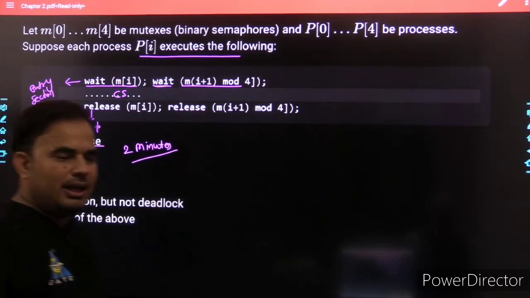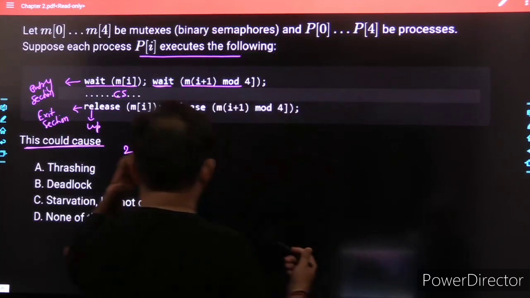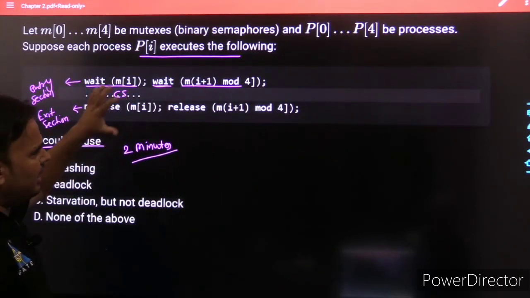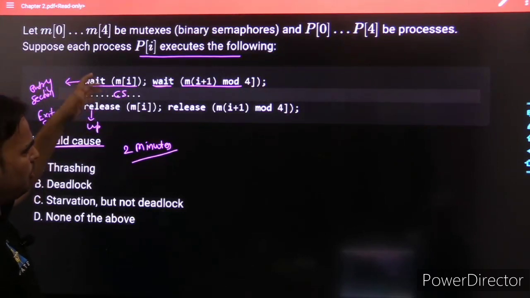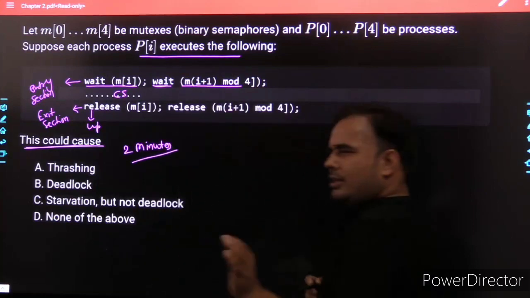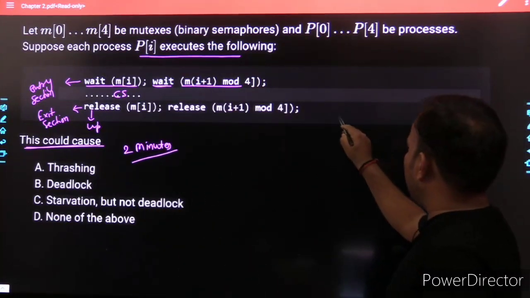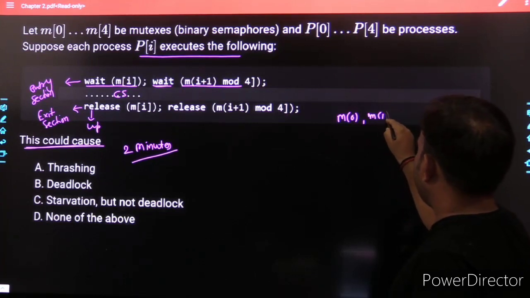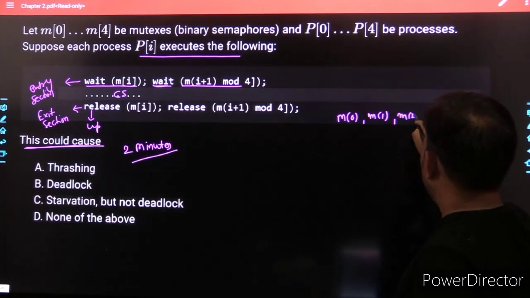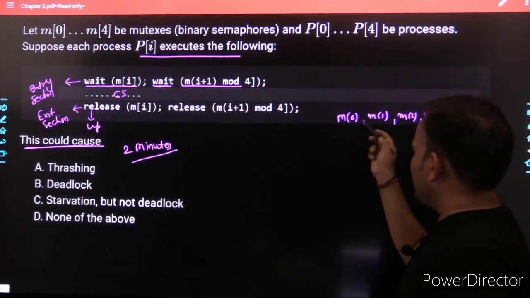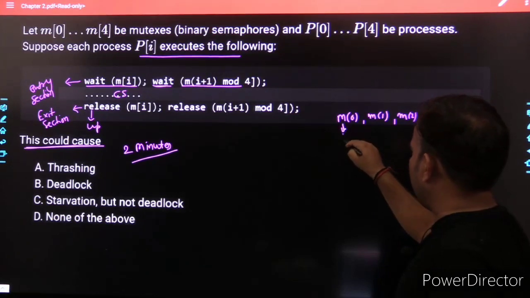I hope you got the answer of this question, my dear friends. Now I am going to solve this question, and you will relate this code to a classical problem. Just listen to me carefully. Here we have binary semaphores M0, M1, M2, M3, M4, and I am going to initialize all the binary semaphores with the value 1.